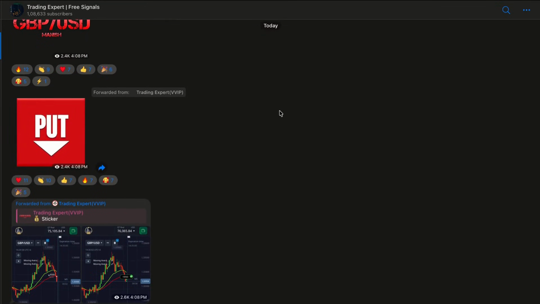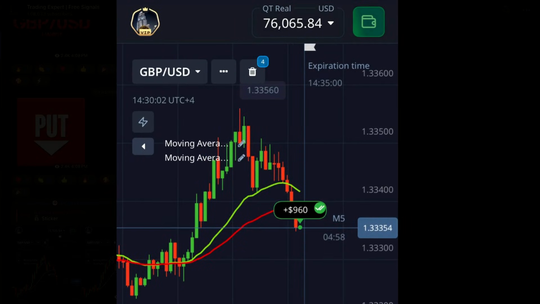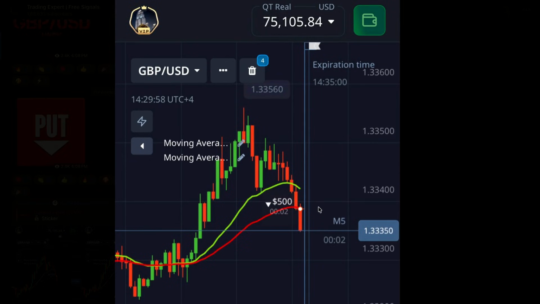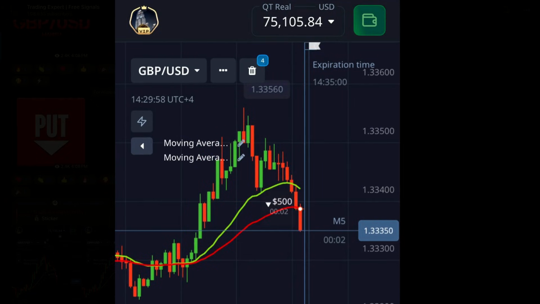The next signal was for GBP/USD, 5 minutes, put. Again, a very good win. In this, there was a good downtrend, plus there was a bearish candle that broke the moving average. This means that sellers were taking control. And this break showed that this would be a short side trade, and we took this trade for the put side and we won it with an amazing win.